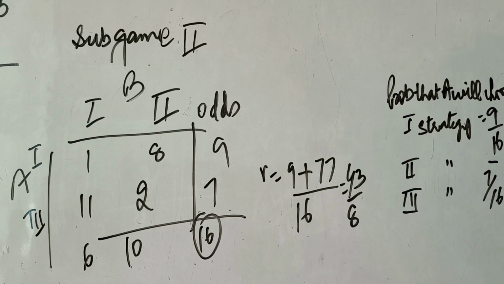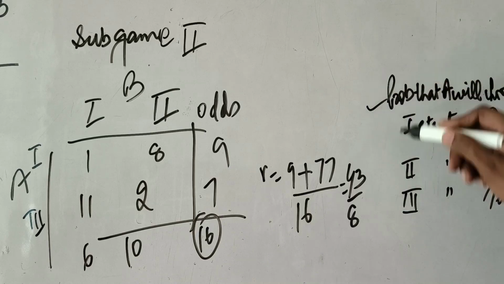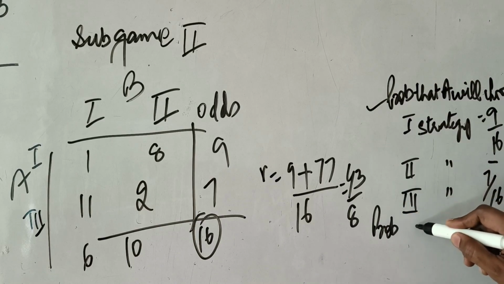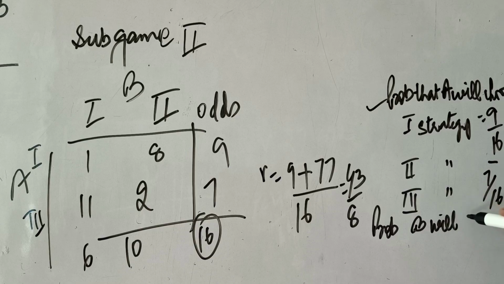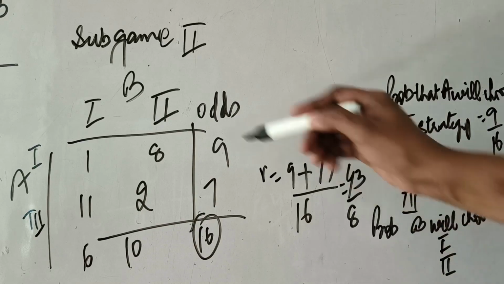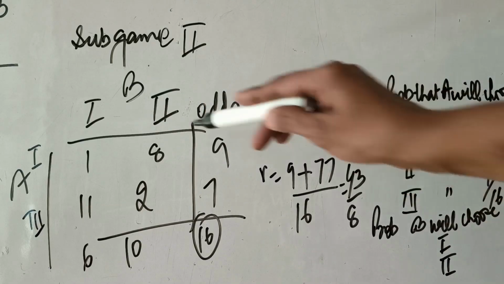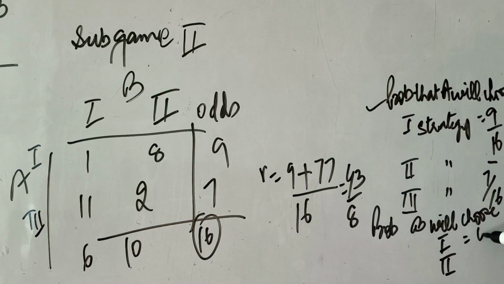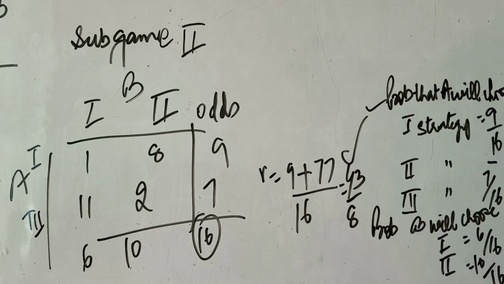Now same we have to write for B also. Probability that player B will choose the first strategy and the second strategy, because player B has only two strategies, that is 6 by 16 and second is 10 by 16. So these are the answers of probabilities and this is the value of game's answer. So this is how the questions of subgame are solved. We have seen both type of questions, row wise as well as column wise. Thank you.